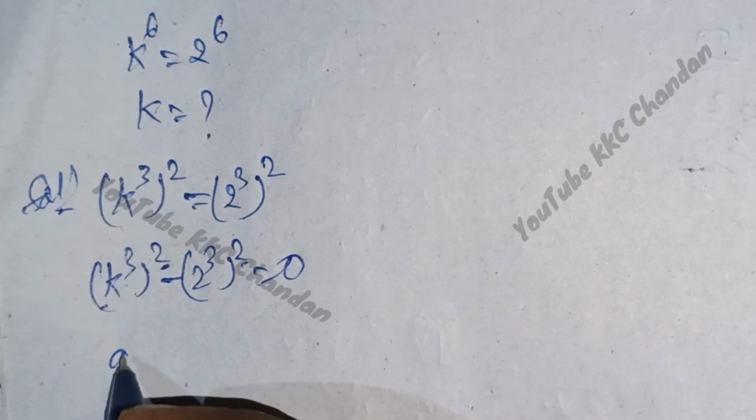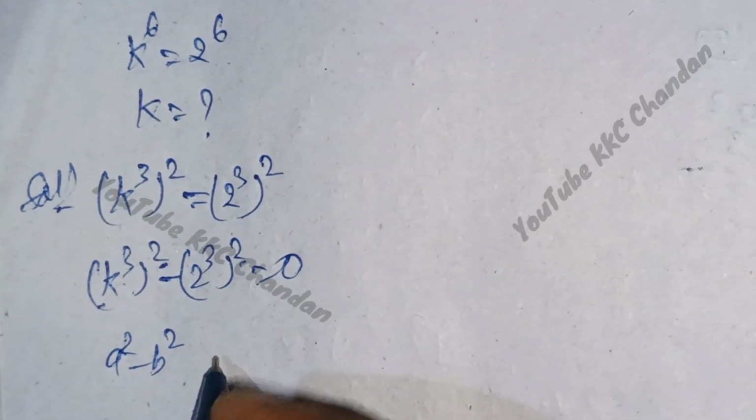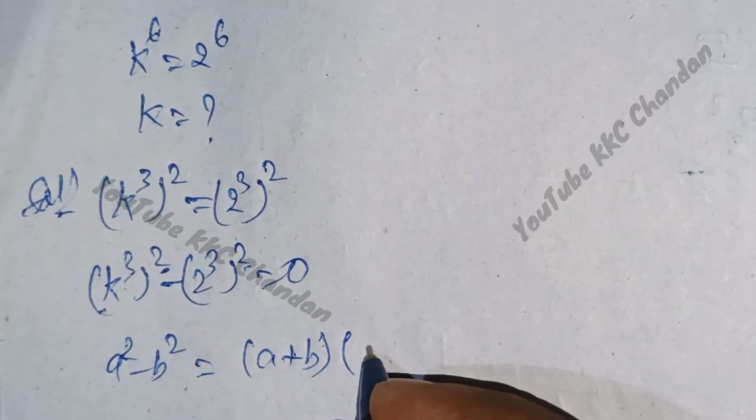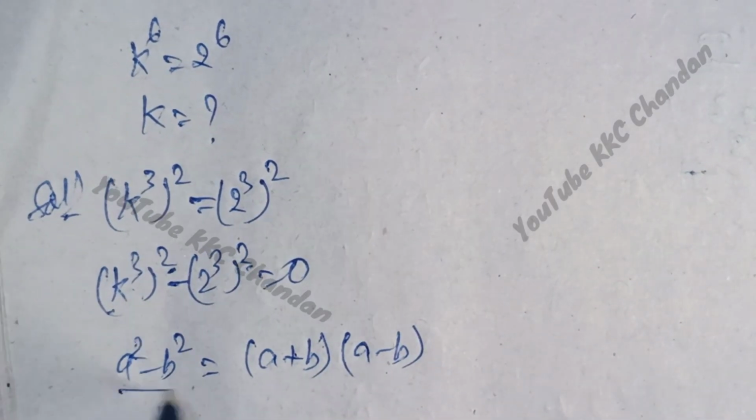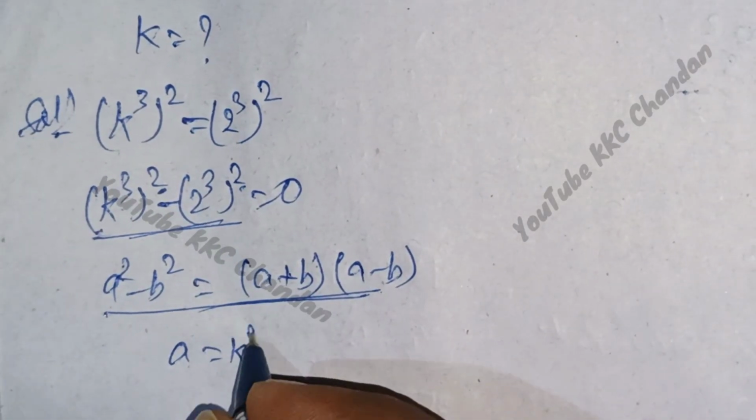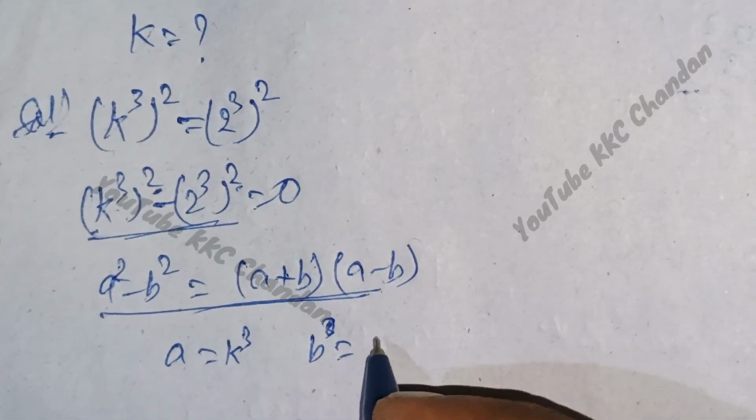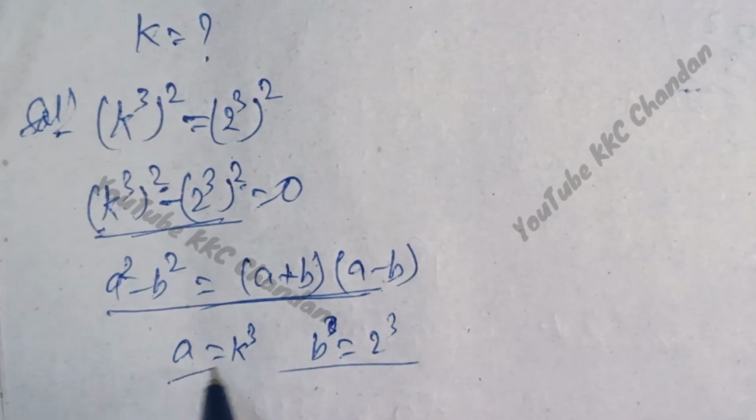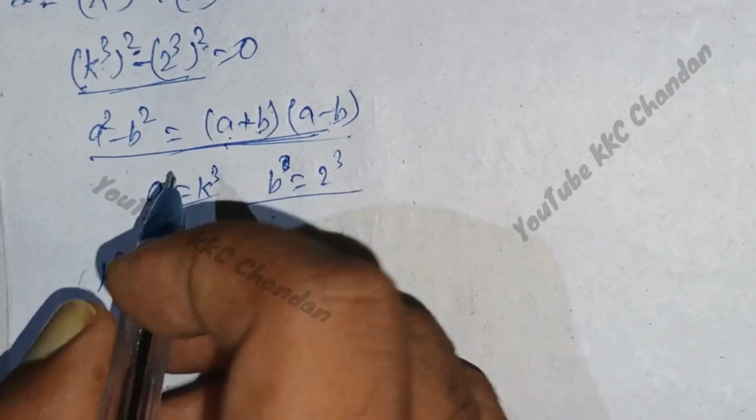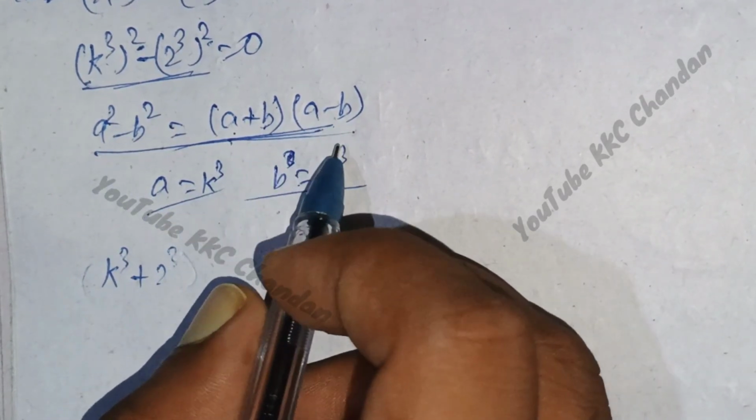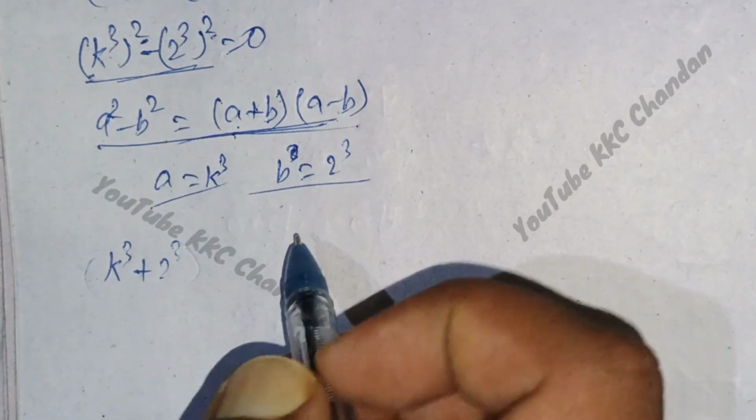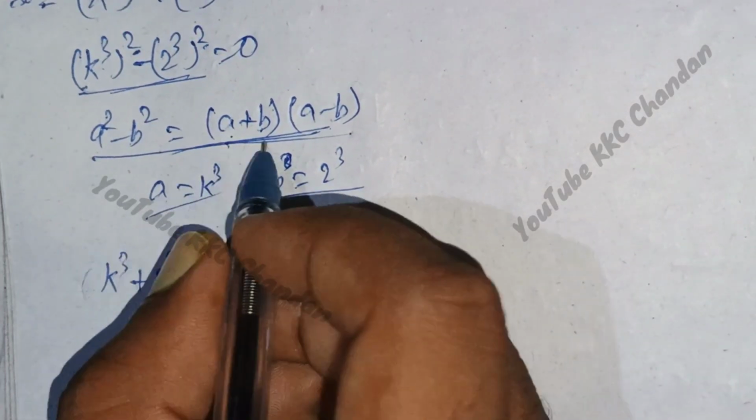We know that the a square minus b square formula is (a plus b) into (a minus b). That formula will be applied here, where a is equal to k cube and b is equal to 2 cube. After the next step, a square minus b square is (a plus b) into (a minus b). Here a is equal to k cube, b is equal to 2 cube, so apply in this form.